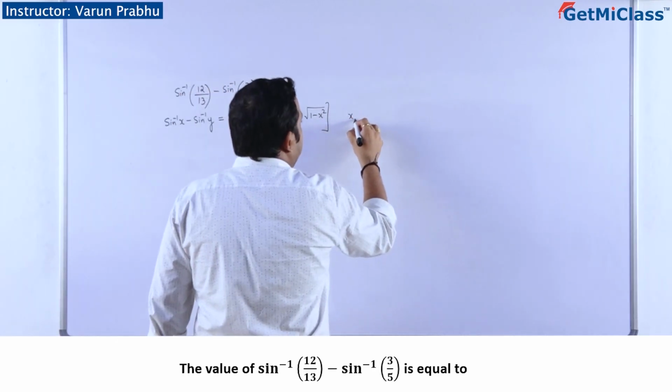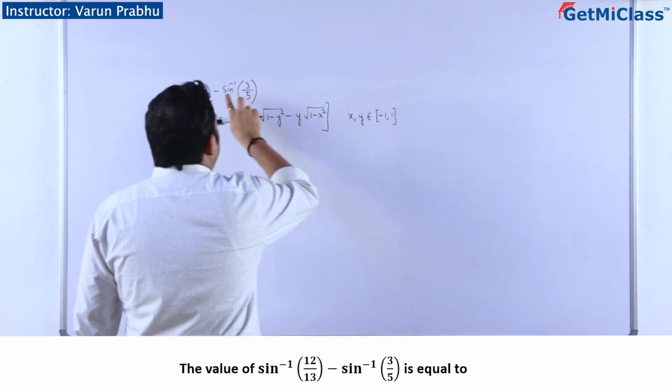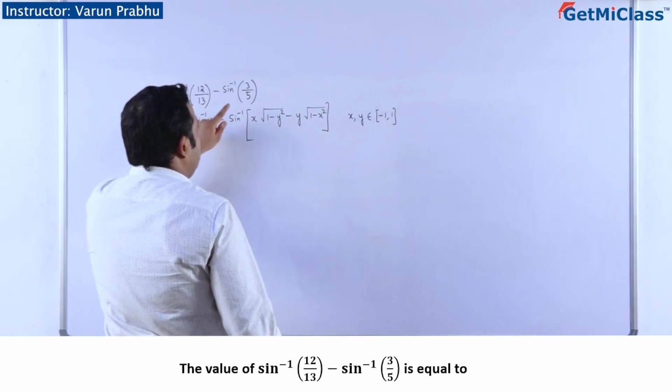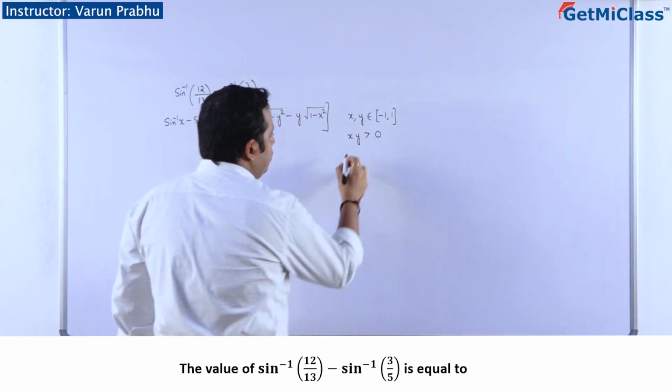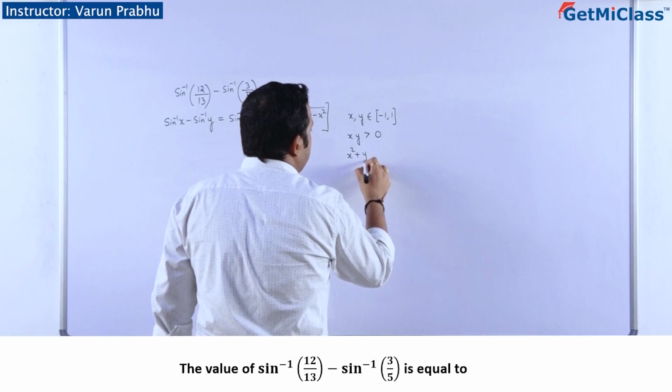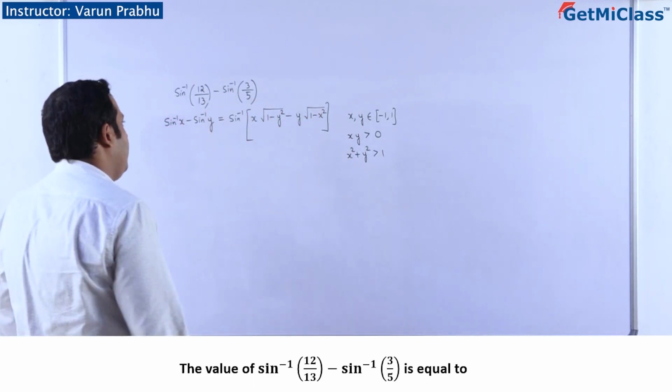But when is this? This is when x and y both belong from minus 1 to plus 1. They are lying between minus 1 to plus 1, these both values. And in the meantime, when you see the product of x and y should be equal to 0 and x square plus y square also should be greater than 1. All the conditions are being satisfied here, correct or not?